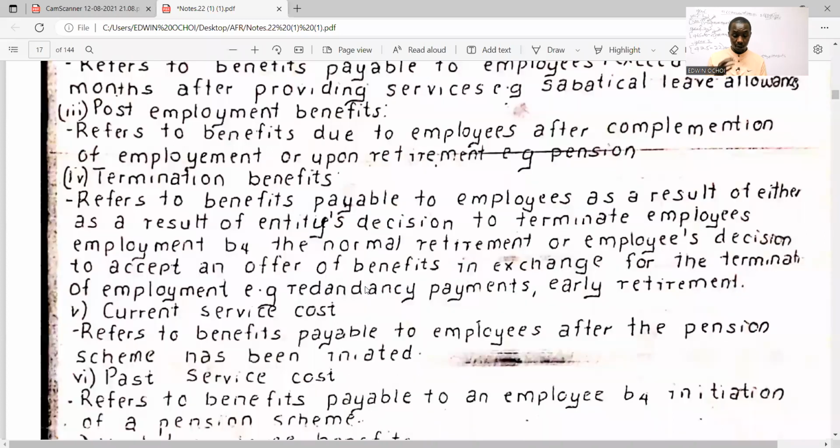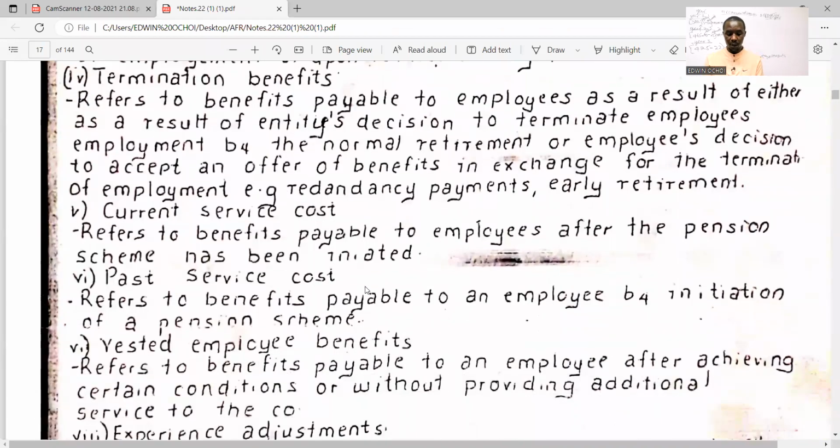So we have what we call current service cost. The current service cost refers to the benefits payable to an employee after the pension scheme has been initiated. Past service costs are benefits payable to an employee before initiation of a pension scheme. So the current is after the pension scheme has been initiated, but the past service cost is before the initiation of a pension scheme.